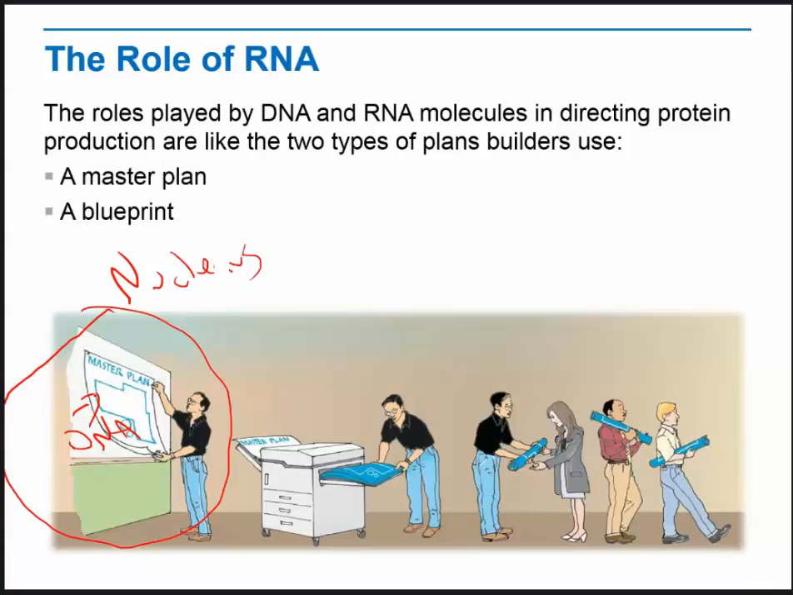Well, these plans need to get broken down into components to build specific parts of the building. So these blueprints are types of RNA molecules. They are copied from the master plan, and then these messages or instructions are delivered to the people who will actually do the work. So keep this analogy in mind as we look at the types of RNA and how the information in DNA is moved by RNA and used to create proteins.